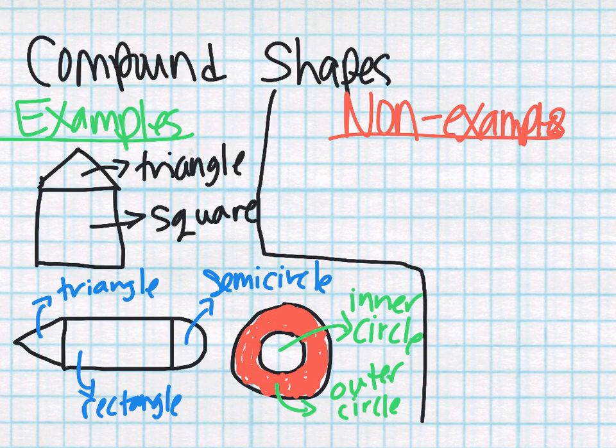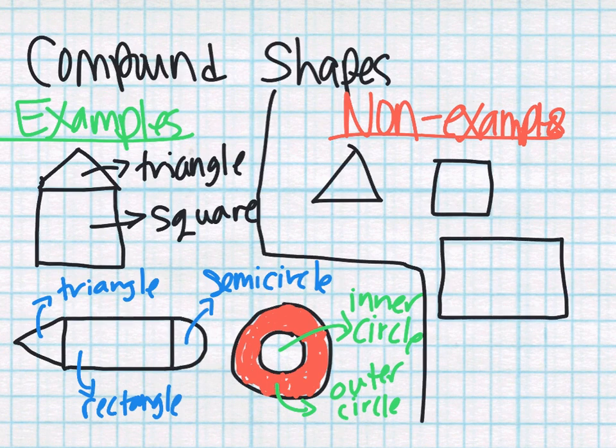Non-examples would be just our basic shapes that aren't combined. So just a triangle, just a square, just a rectangle. These aren't combined in any way. So there's our vocabulary for the week, and make sure you write down any questions and we'll do some problems in the next video.